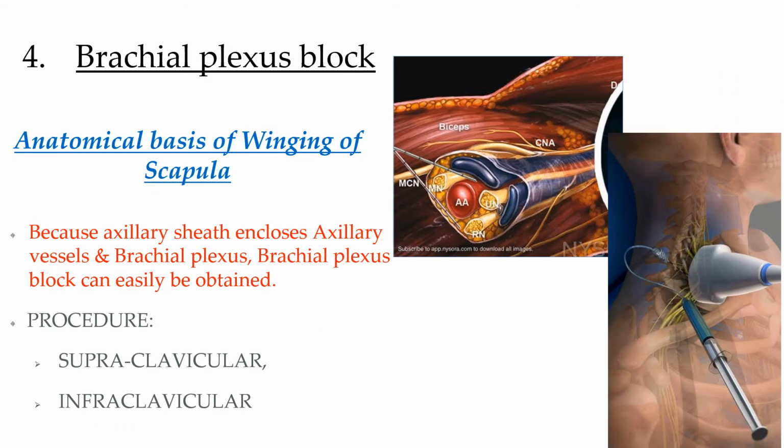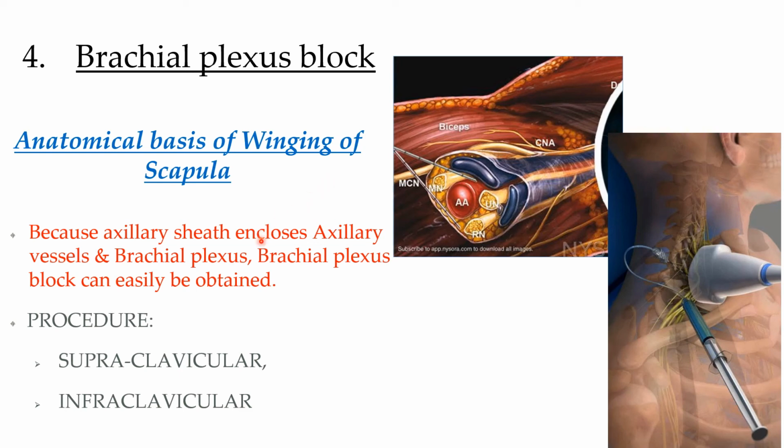Brachial plexus block. The anatomical basis of giving a brachial plexus block during surgical procedures involving the upper limb is that the axillary vessels, cords and branches of brachial plexus are all enclosed by the axillary sheath. We know that the axillary sheath is formed due to prolongation of the prevertebral layer of deep cervical fascia into the axilla. When anesthetic drug is injected around the cords and branches of brachial plexus enclosed by the axillary sheath, the neurons get anesthetized and the drug is prevented from diffusion by the axillary sheath.